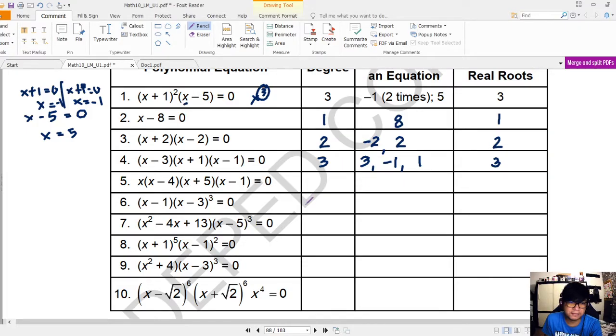Next, number 5. So, for number 5, ano yung degree ng polynomial natin? What is the degree? 1, 2, 3, 4. So, the degree is 4. So, what is the first real root natin? The first real root is x is equal to 0. So, 0. Second one is 4. Third is negative 5. And the fourth one is 1. So, the real root is 4.